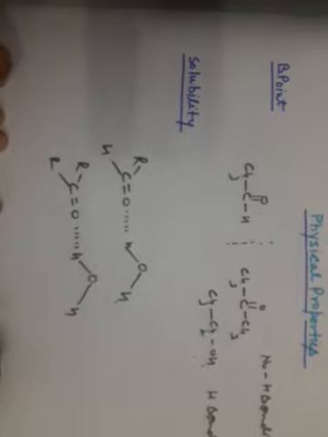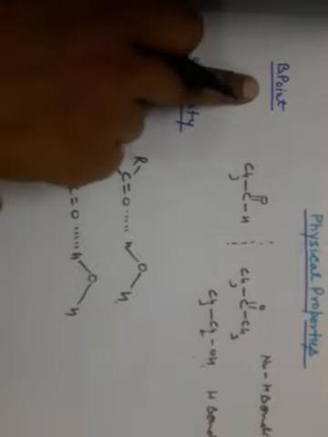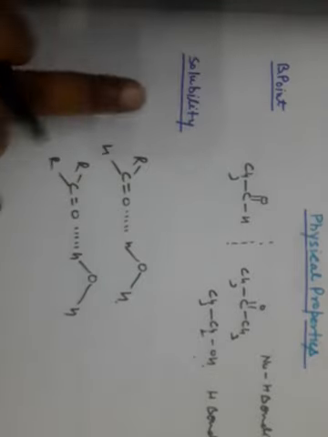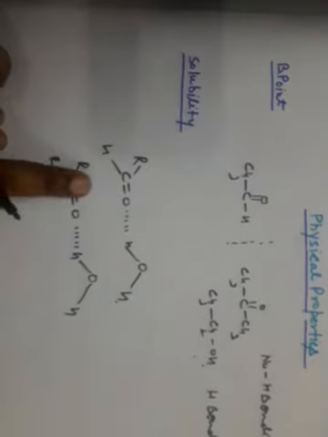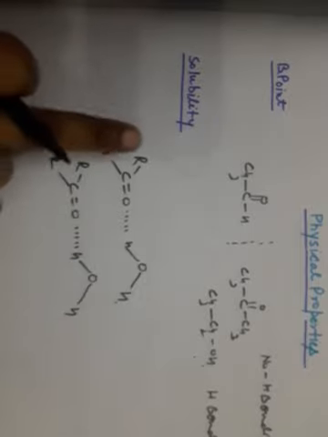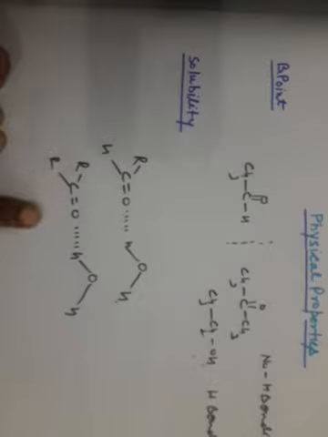So these are the physical properties of aldehydes and ketones. Boiling point: lesser than alcohol, greater than hydrocarbons. Solubility: they are soluble in water due to the presence of hydrogen bonding, but when the alkyl group present on aldehyde and ketone increases, solubility decreases.